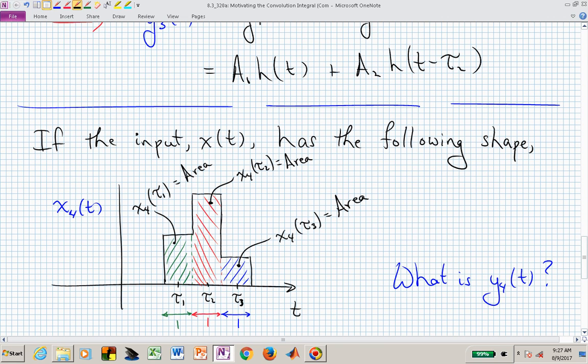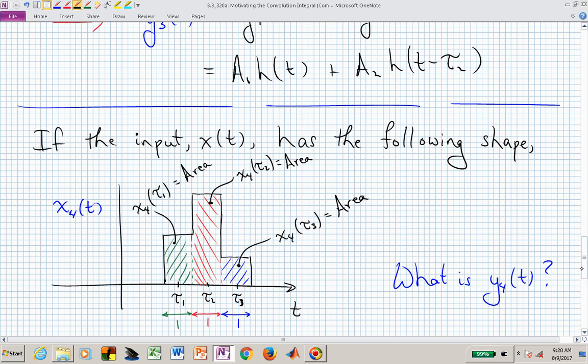Now these are not impulses, but they are sort of these stacked rectangles that give us this shaped pulse waveform that we want to apply to the input of our system, and we want to know what is the output y sub 4 of t to this new excitation input signal x sub 4 of t. What do we expect to have? Well, now we have no way of thinking through this.